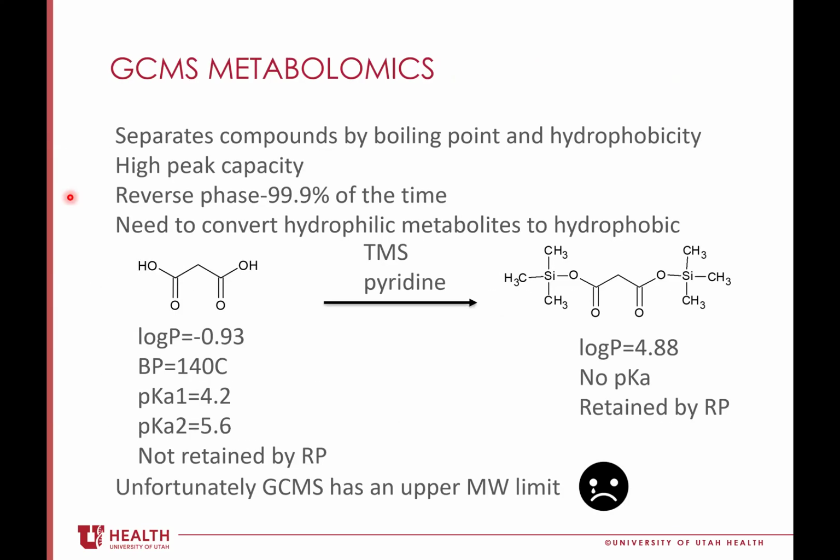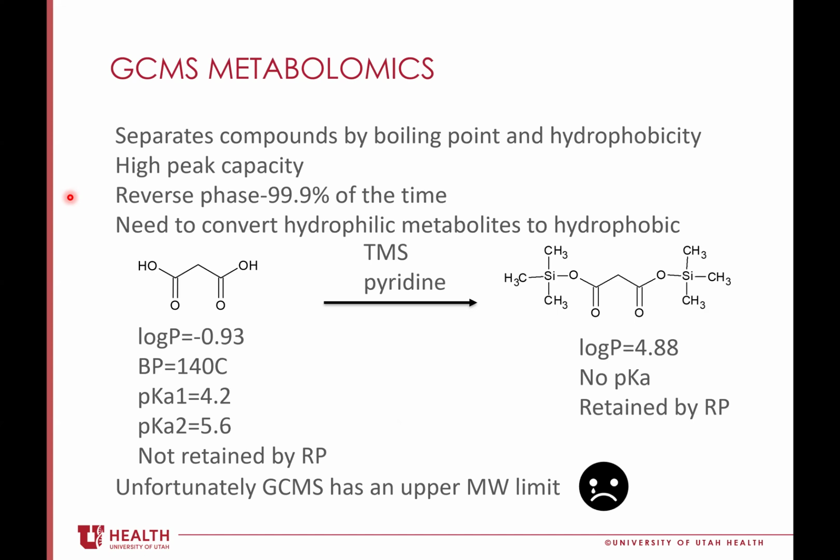The way GCMS works, it separates compounds by boiling point and hydrophobicity. And like I said, it has a very high peak capacity, so you can separate out isomers from each other very easily. As an example, we can separate isoleucine from leucine, which are isomers, by a retention time of a minute. So there's really clear separation between those.